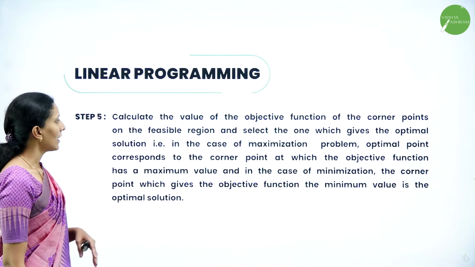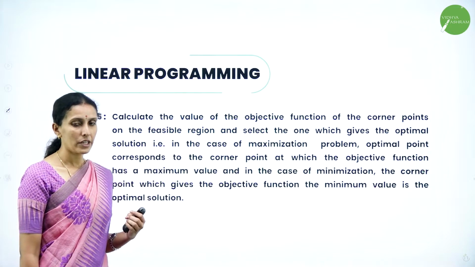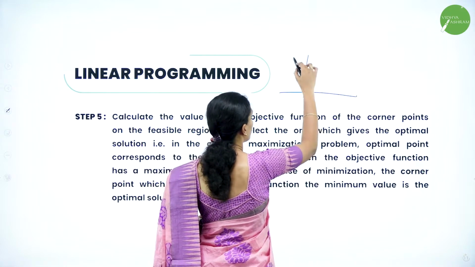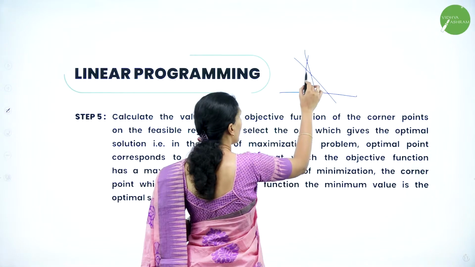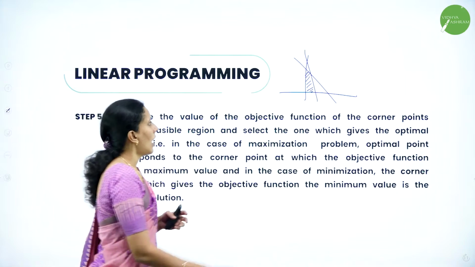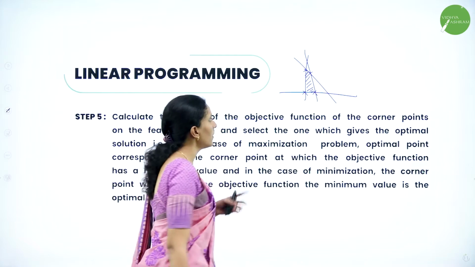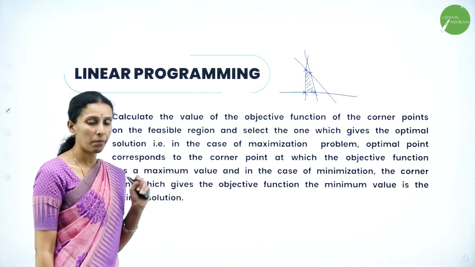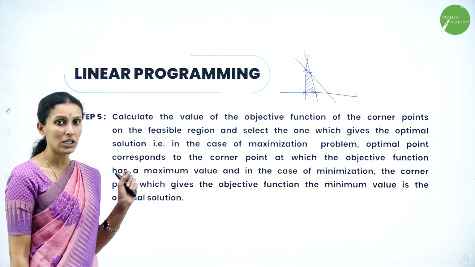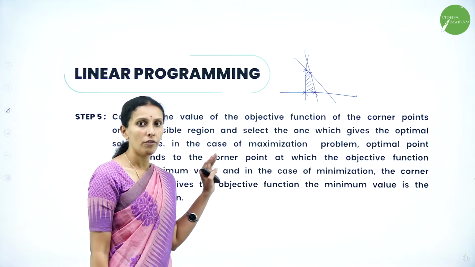Step 5, calculate the value of the objective function at the corner points. We may get the feasible region. After finding the feasible region, suppose for an instant two straight lines are drawn and both are less than or equal to, this is the common region. After finding the common region, we will get 4 corner points. I'm just taking an example. So using those 4 corner points, substituting in the place of x and y in the objective function, that is z, we can find the maximum or minimum value for the given task.